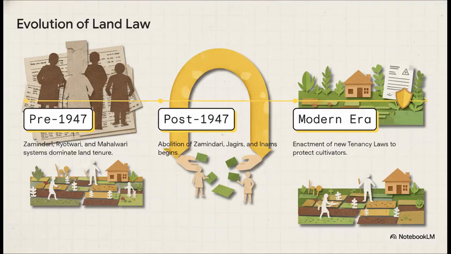So, before independence, you had these really complex systems like Zamindari, where huge landlords acted as middlemen collecting revenue for the state. But after 1947, there's this massive push to get rid of those systems and give more rights directly to the people who are actually farming the land. That whole movement led to the modern tenancy laws we have now, which are all about protecting those cultivators. It was a total shift from just collecting taxes to focusing on individual rights.